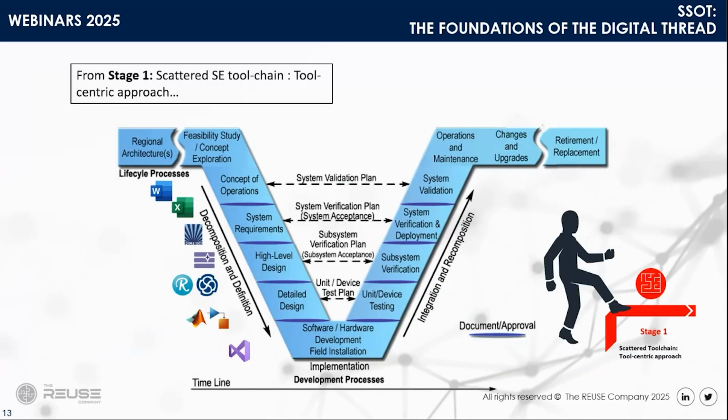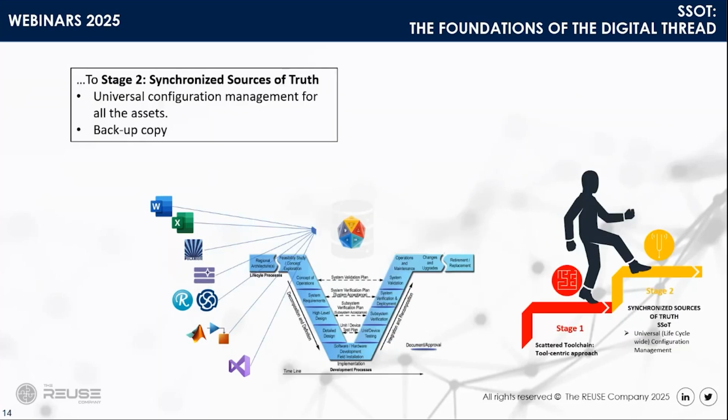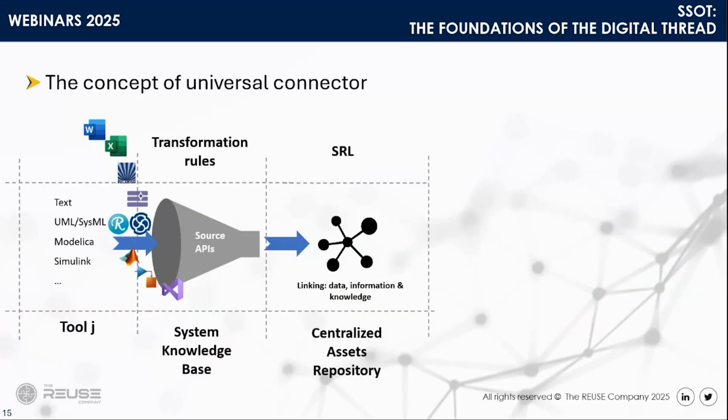So we move from stage 1, which is the scattered SE tool chain. So we have different tools that are found in different stages of the life cycle. And what we want to do is to bring them all together to connect into a same hub to be able to have a global configuration enabled. So to do that, we need one thing, which is a capacity to connect to these sources, which is universal.